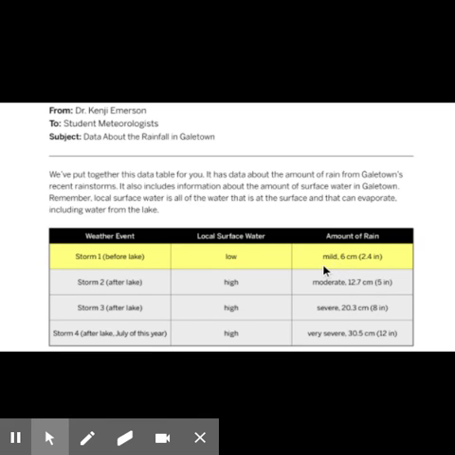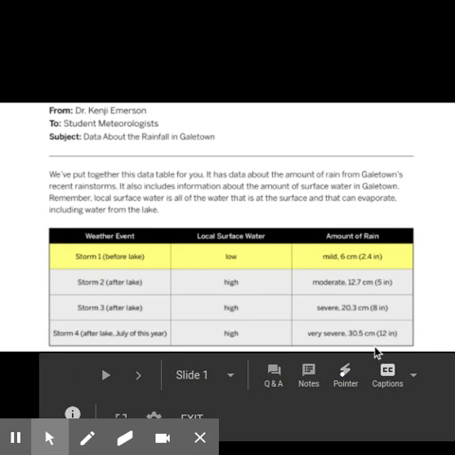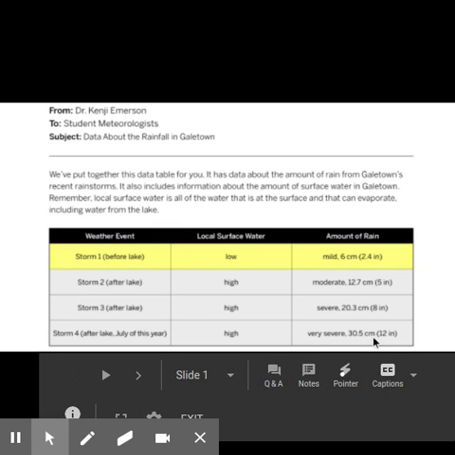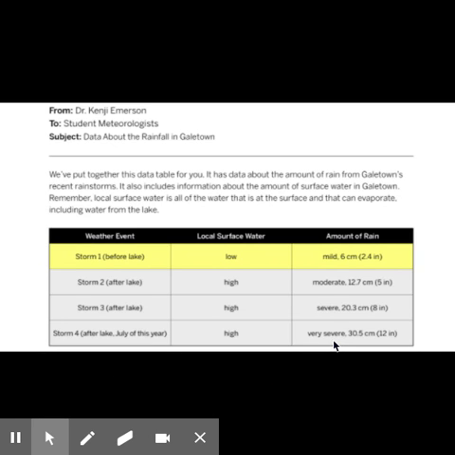Wow, look at those numbers. Originally, before the lake, the rain was about 6 centimeters of rain. So that's a little less than 2.5 inches. After the lake, they were getting 12 inches. That's a foot of rain with one storm. That is a lot of water. Wow. We're going to come back to this. This is very interesting evidence.